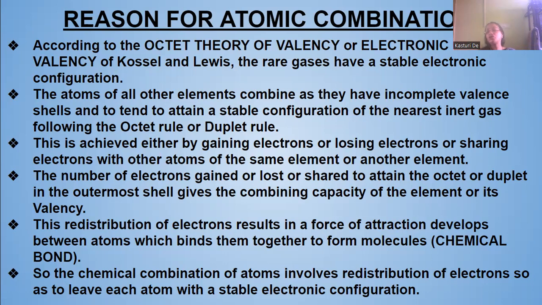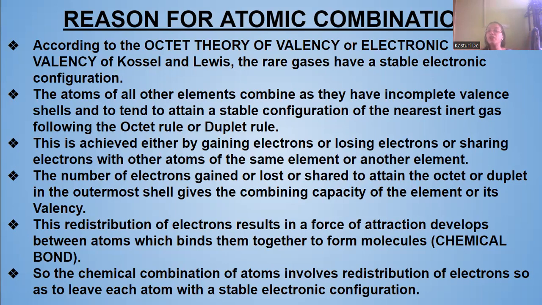Now, the number of electrons gained, lost, or shared to attain the octet or duplet in the outermost shell gives the combining capacity of the element, or its valency. How many electrons have been shared, lost, or gained, that will be the combining capacity, or valency. If it loses one electron, the valency will be 1. If it gains one electron, its valency will be 1. If it loses 2 electrons, its valency will be 2. If it shares 1 electron, its valency will be 1. If it shares 2 electrons, its valency will be 2, like that.